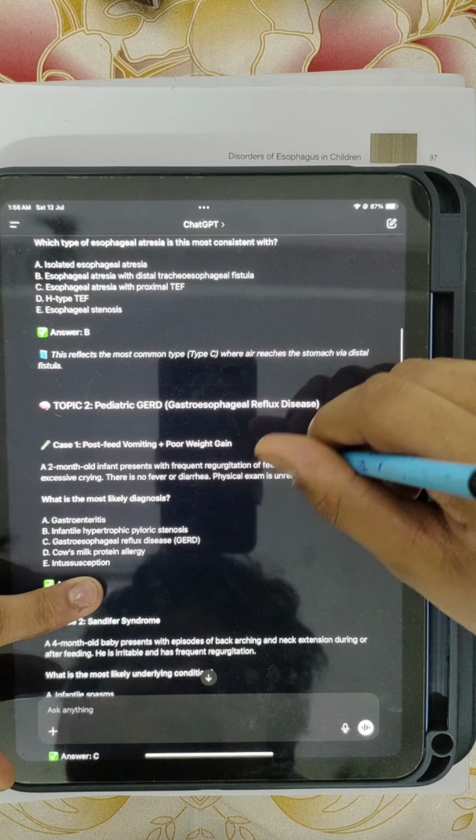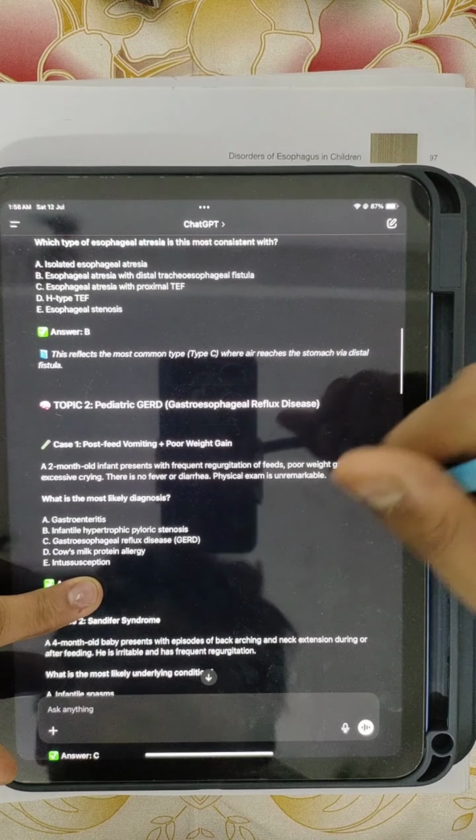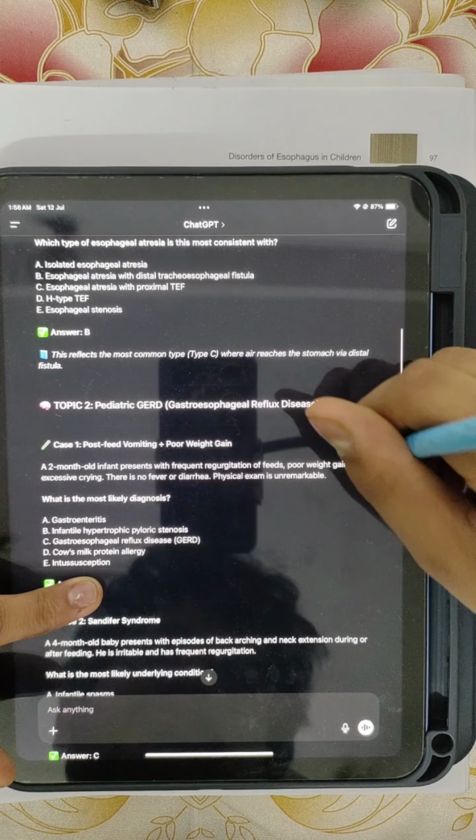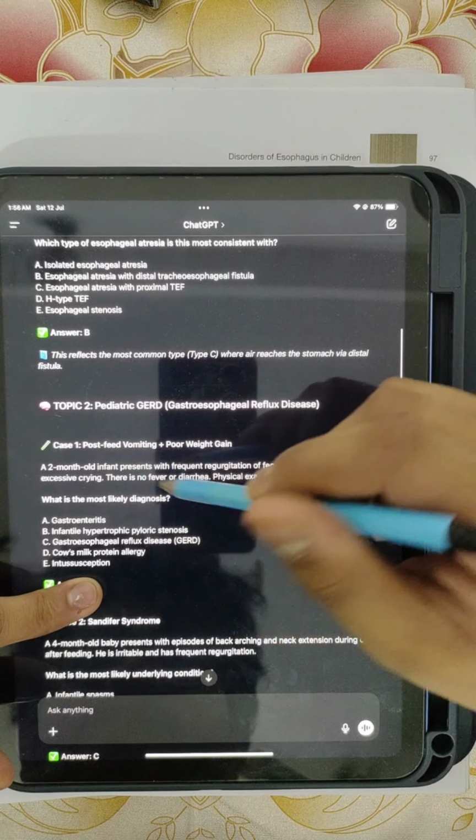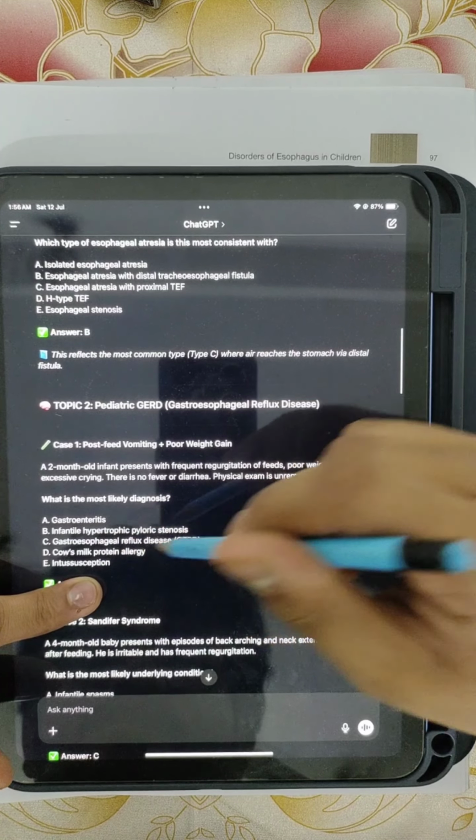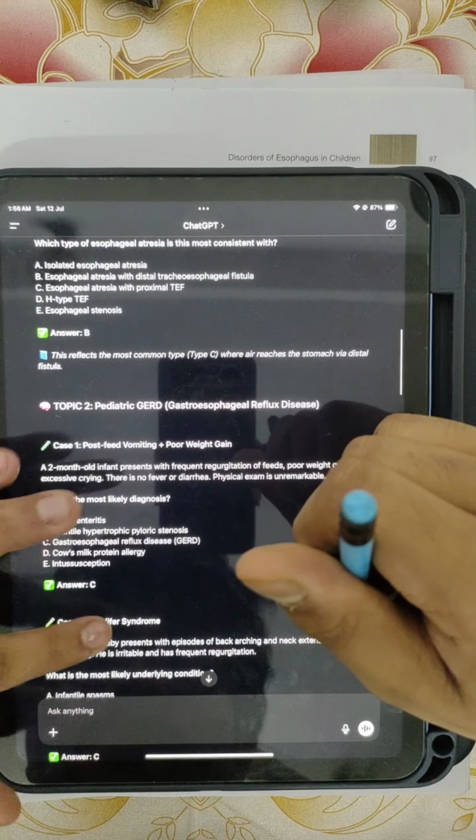Regurgitation of feeds means vomiting. Poor weight gain means poor nutrition. And excessive crying. So what are the options? The other options are not right, so it is GERD.